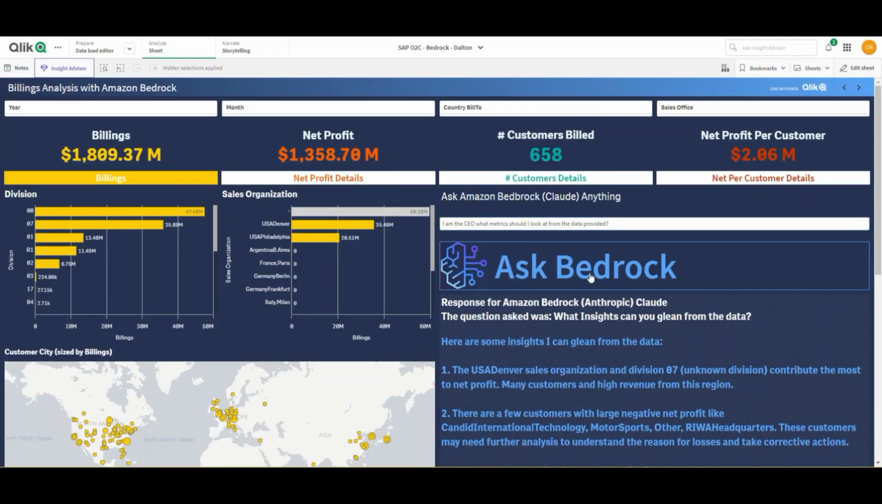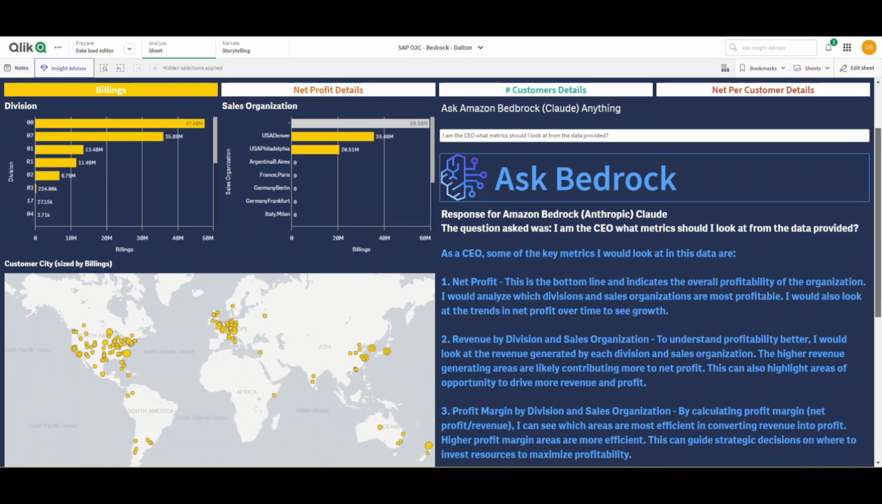But the questions don't have to be generic. Let's focus on different personas. Let's pretend that I'm the CEO and I want to ask the question, what metrics should I specifically look at from the data provided?